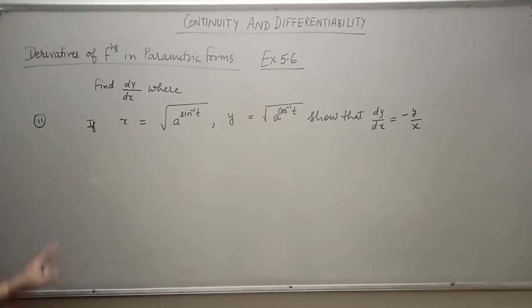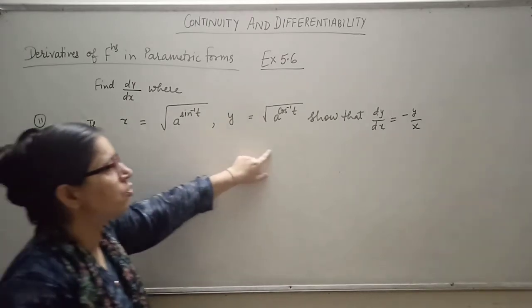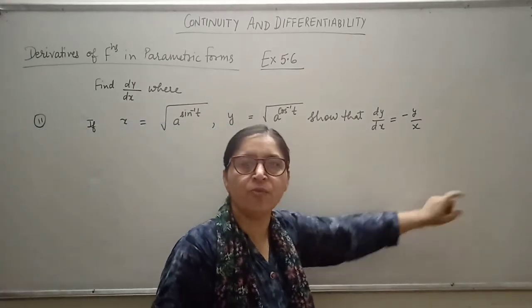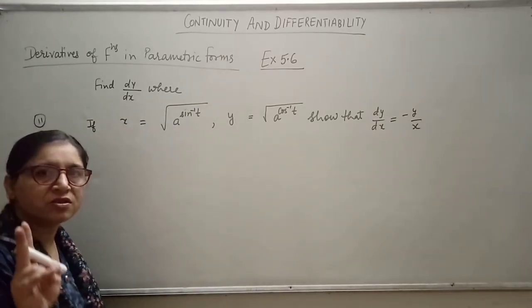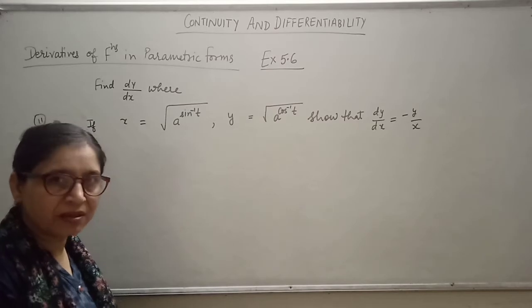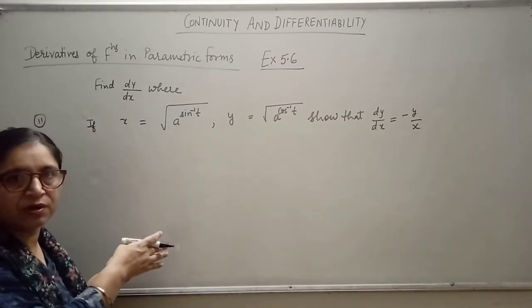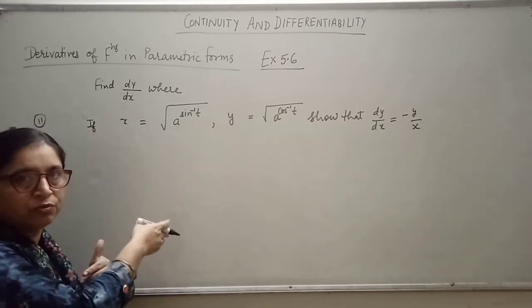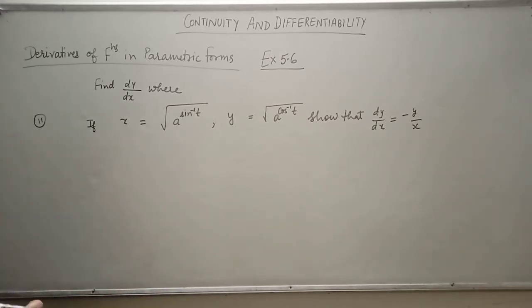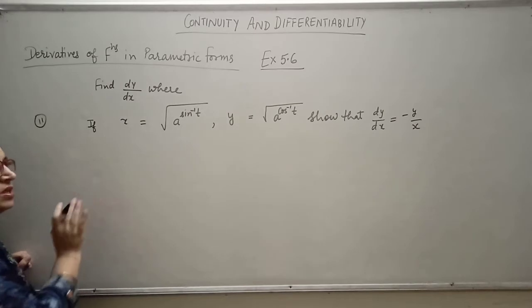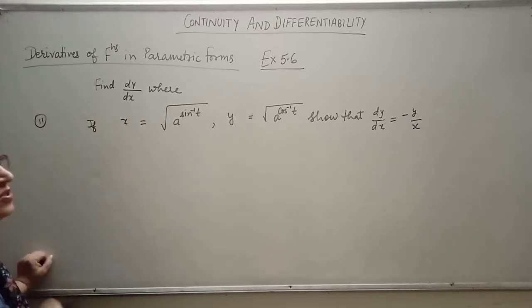Students, in this question, x is given this and y is given this, and you are to show that dy by dx is equal to minus y upon x. There are two methods to solve this question. One is a very lengthy method, the usual method we applied up to the last question. But there is one more, an alternative method, by applying which we can solve it in very few steps.